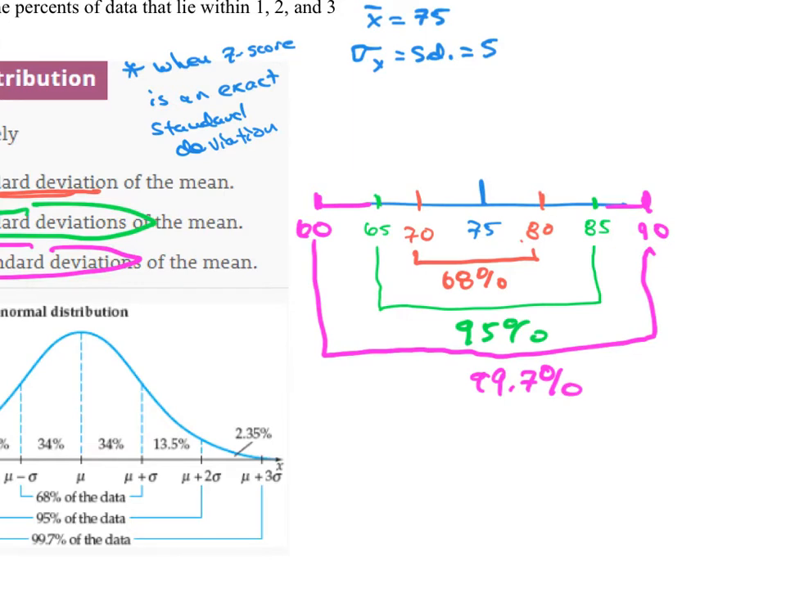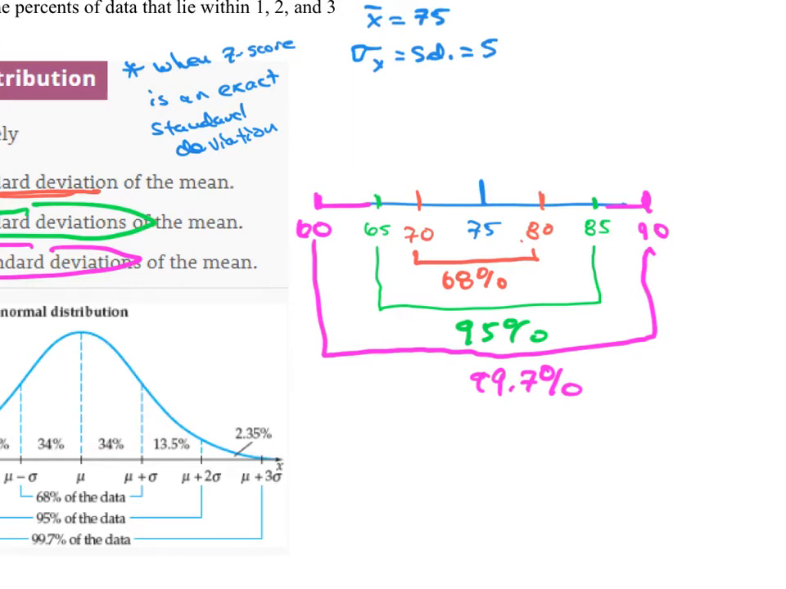But now what I want you to do is think back to what it means to be normal. It means the exact same area or amount is to the right of the mean as it is to the left of the mean. So I want you to understand how they got this next chart.